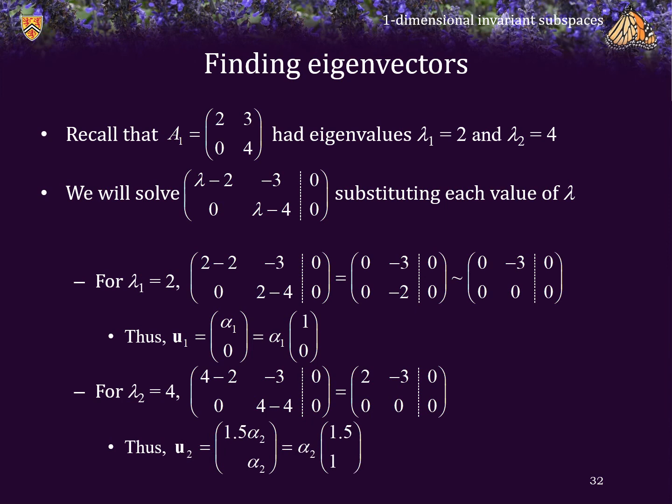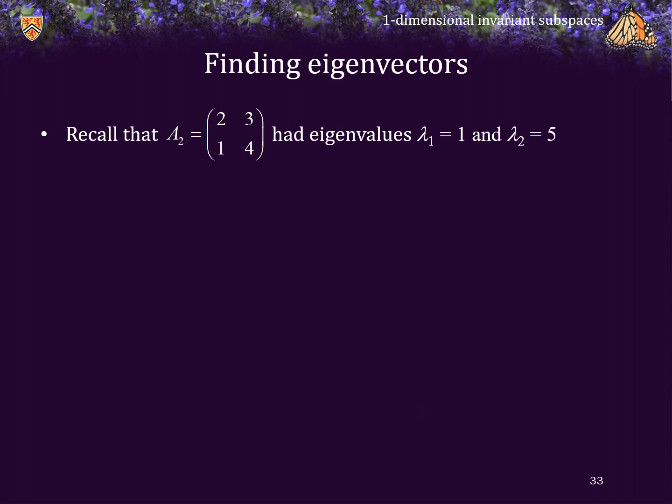Therefore, our eigenvectors corresponding to the eigenvalue 4 are all scalar multiples of this particular vector. So for example, if we multiply that vector by 2, we get the vector 3, 2. And if we multiply the matrix by 3, 2, what do we get? We get 12, 8, which is 4 times the vector 3, 2.